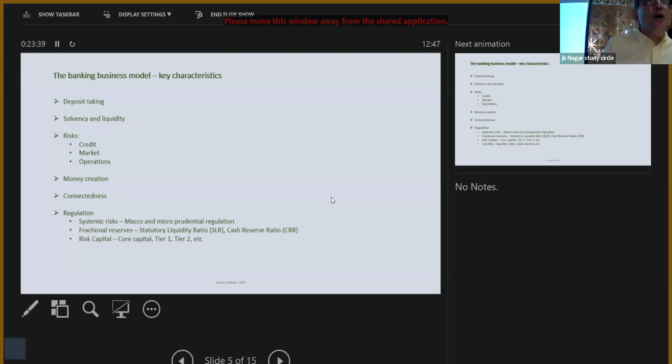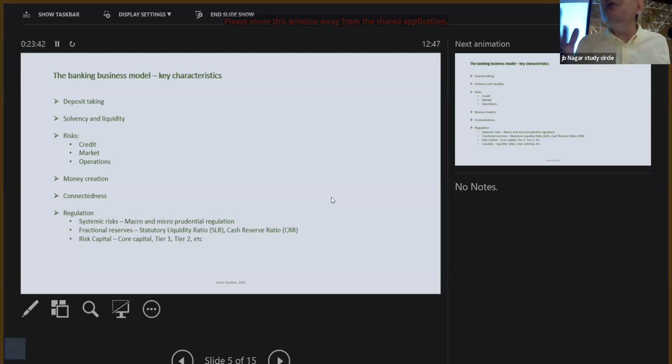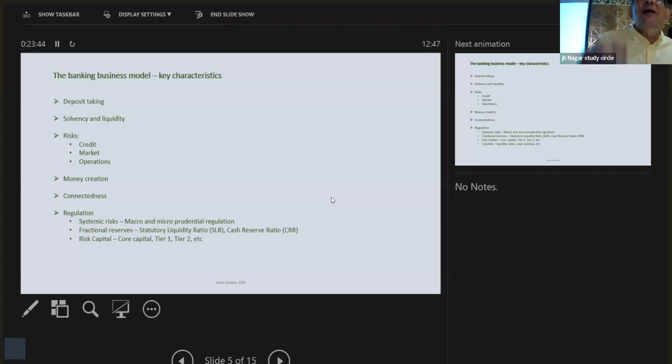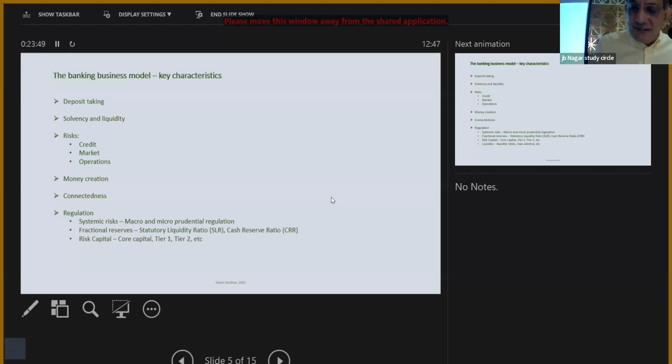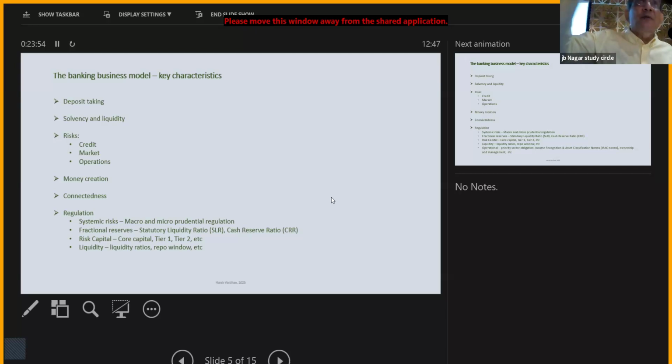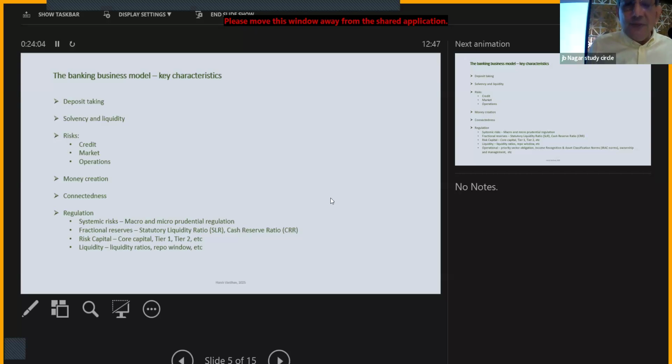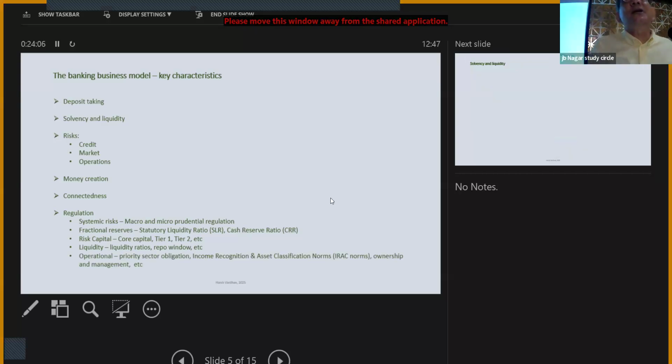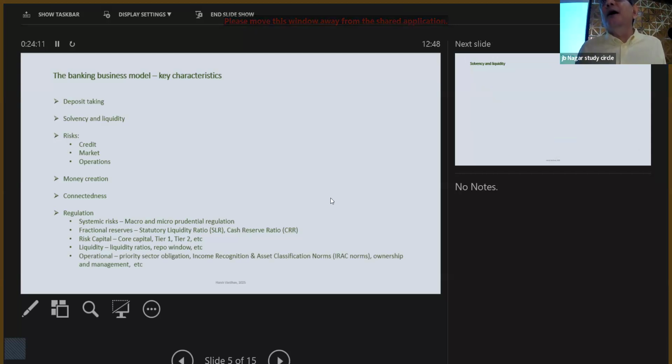There is risk capital, which I'll talk about, which is one of the main instruments of managing risk: asking for capital, the owner's skin in the game, which provides a buffer to the risks that the bank takes. Risk capital is primarily oriented towards solvency problems. Liquidity ratios and liquidity risk management are oriented towards liquidity problems. So both of them have to be managed through regulation. And then there are operational risk related regulations in terms of what the banks can and cannot do, and how they should do their business.